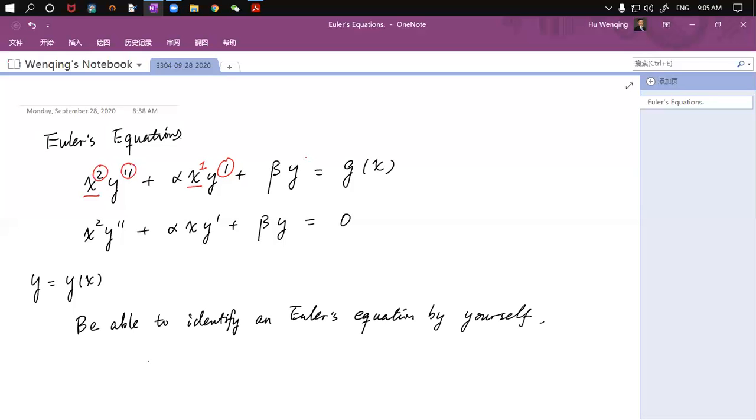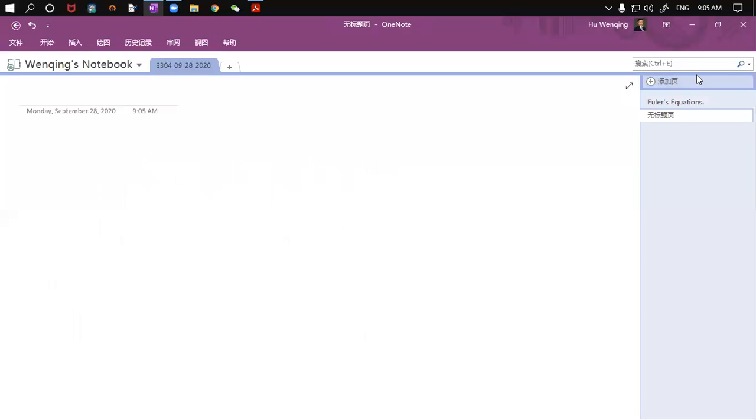For example, t squared y double prime plus alpha t y prime plus beta y is equal to 0 is also an Euler's equation, right? That's just x replaced by t, so it's kind of the same. Now with all this at hand, we're going to discuss the solutions of the homogeneous Euler's equations.